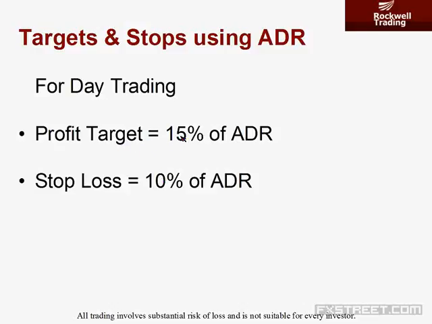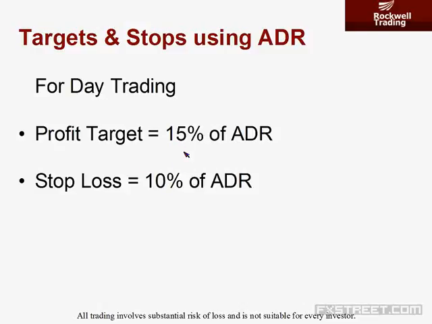And by using a percentage of the average daily range here, you see here that as a day trader, I find 15% and 10% to be appropriate. And then that way, if I am wrong, if I'm losing money, I could always be positive, even if I'm wrong half the time with my trades, because I'm always going to make more with my profit target than I will with my stop loss.